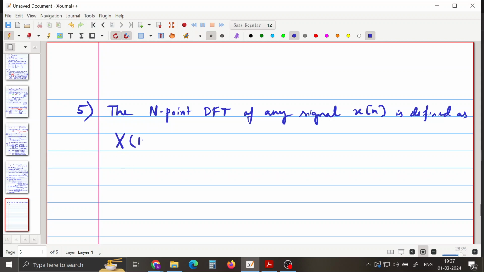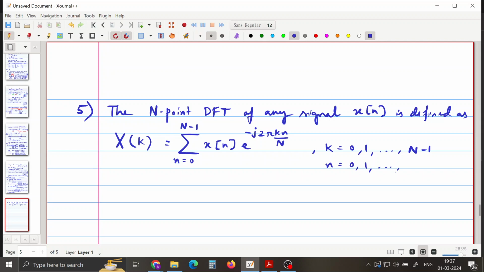capital X of k is equal to summation small n running from 0 to capital N minus 1 of x of n e power minus j 2 pi k n by capital N. That is the form, where k runs from 0, 1 till capital N minus 1, and small n also runs from 0, 1 till capital N minus 1. These terms, capital X of k, are your DFT coefficients.